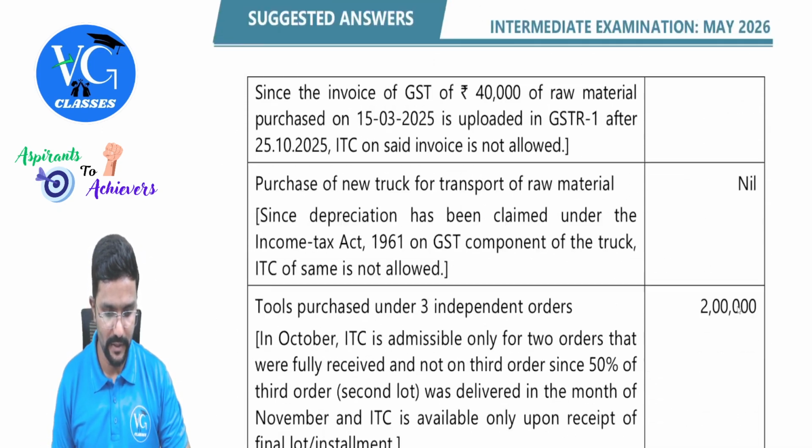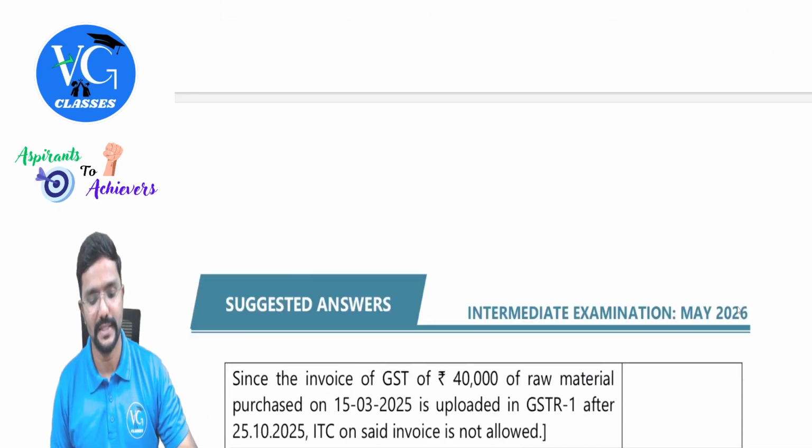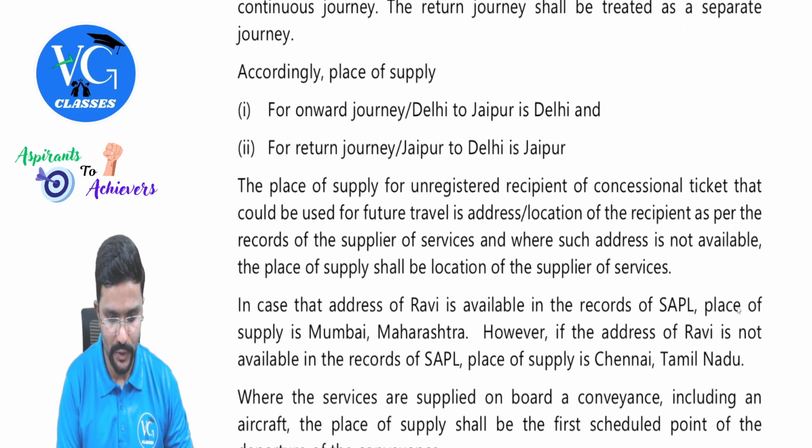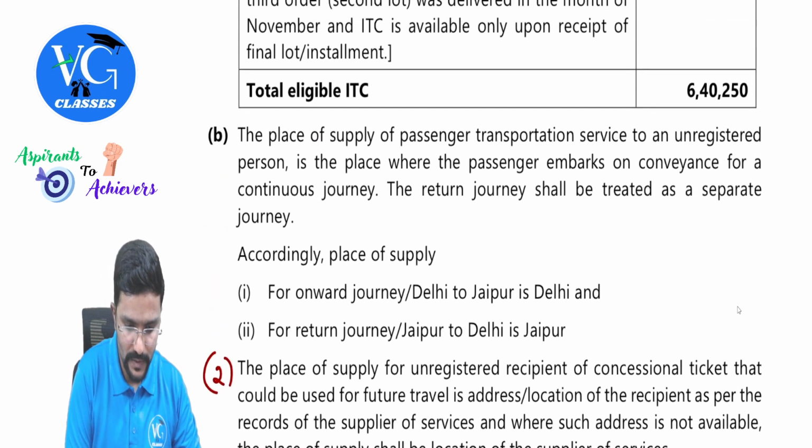Better to give the points. They have given the points, no? Like 1, 2, 3, like this. Better to give like this while answering. So this is 2. This is one.